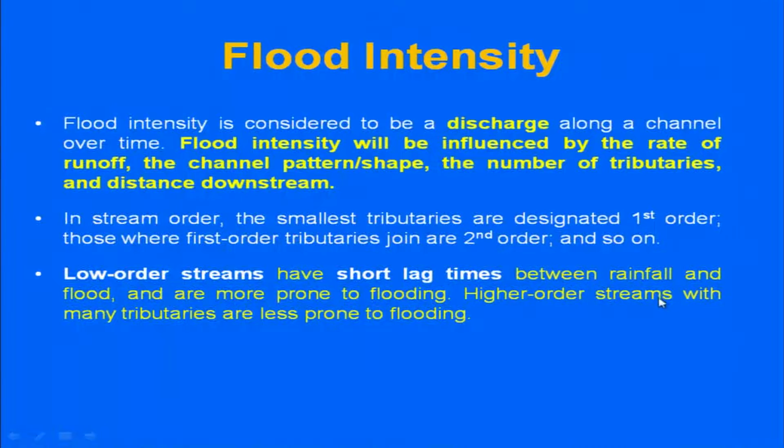Higher order streams with many tributaries are less prone to flooding, because higher order streams are wider, and the pattern or shape is different from lower order streams. In terms of length also, they are comparatively longer. So even with many tributaries, they are less prone to floods. This is another important point which you should remember.